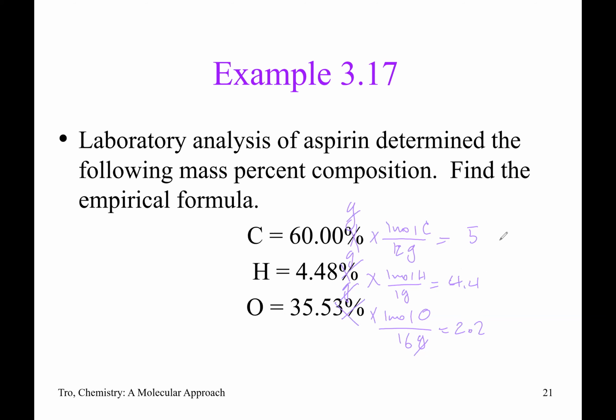Professor. Yes. So 60% divided by 12, is it 0.6 divided by 12, or is it 60? No, it's 60. You are just using the percent. So you cross the percent and you change it to gram.